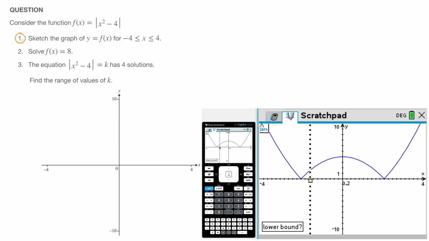The term lower bound basically means go to the left of the point you're trying to find. So I could hover over here or even here. It doesn't really matter, just make sure you're to the left of the point you need. And so I click. And now that I've clicked, I can see that the calculator is now asking me for an upper bound.